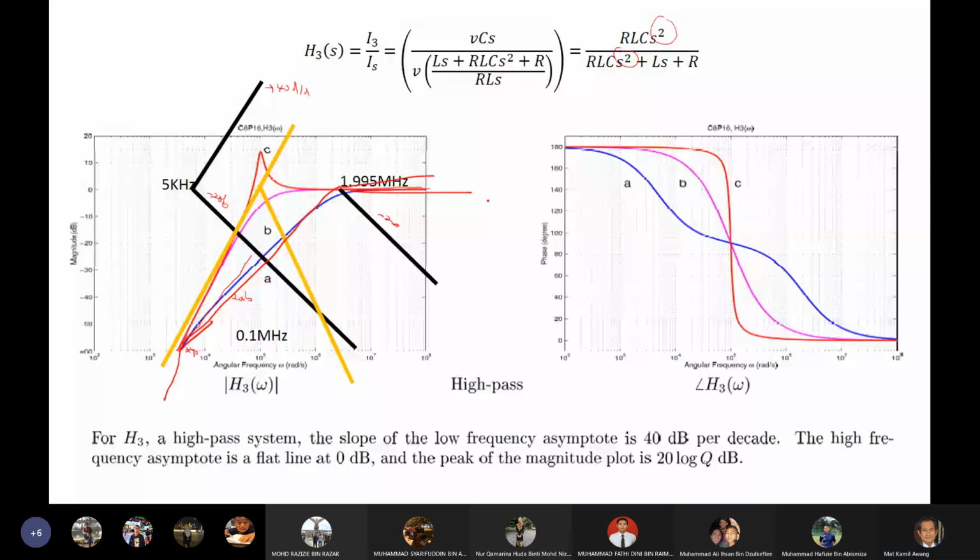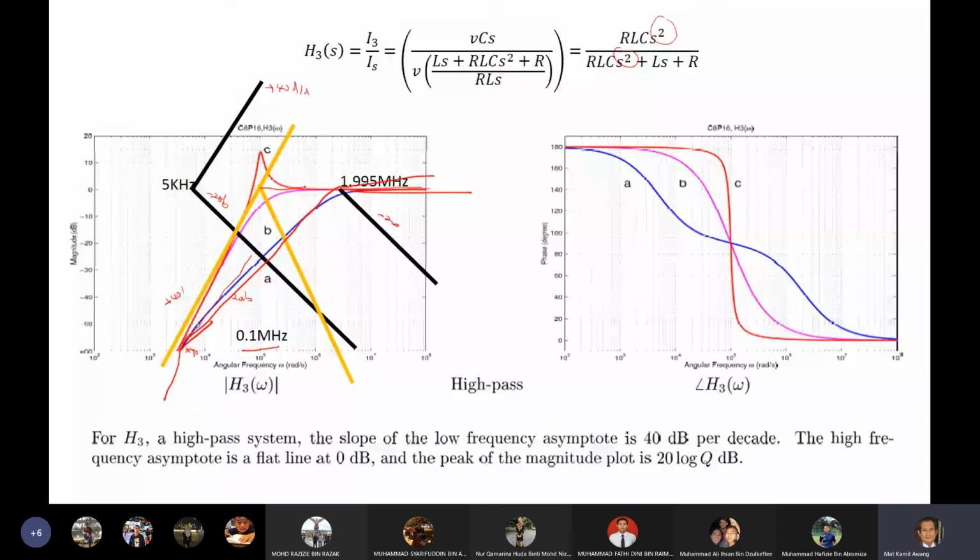For the second one, you have two poles at 0.1 megahertz, and also you have two zeros. So the first one, the two zeros, is positive 40 dB per decade slope. Then when it reaches 0.1 megahertz, it cancels out because it's minus 40 with plus 40, so it flattens out.